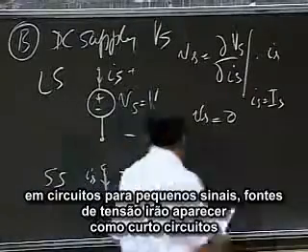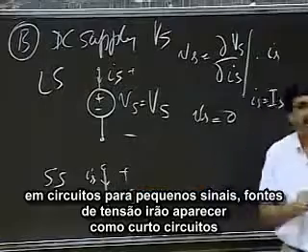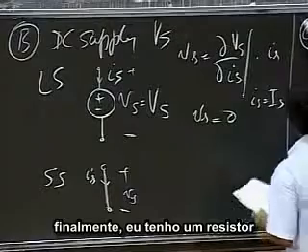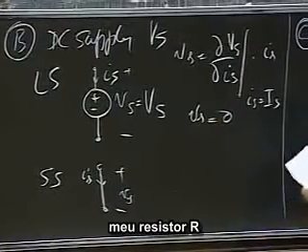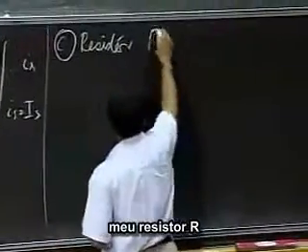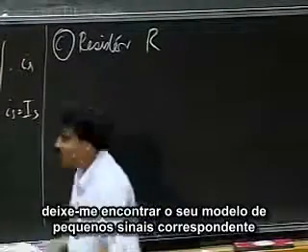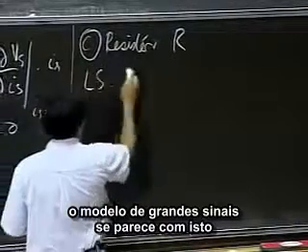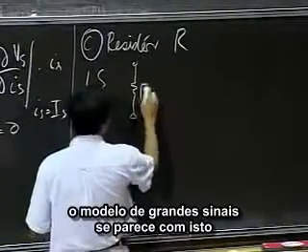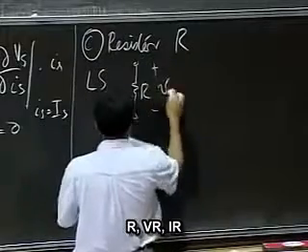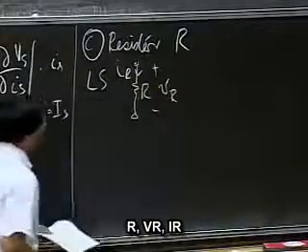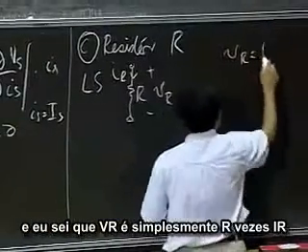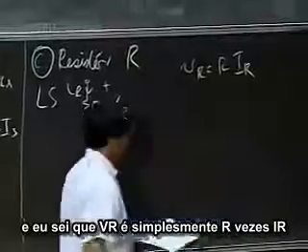So in a small signal circuit, voltage sources appear like a short circuit. Finally, I have a resistor. My resistor R, let me find out its corresponding small signal model. The large signal model looks like this: R, VR, IR. And I know that VR is simply R times IR.